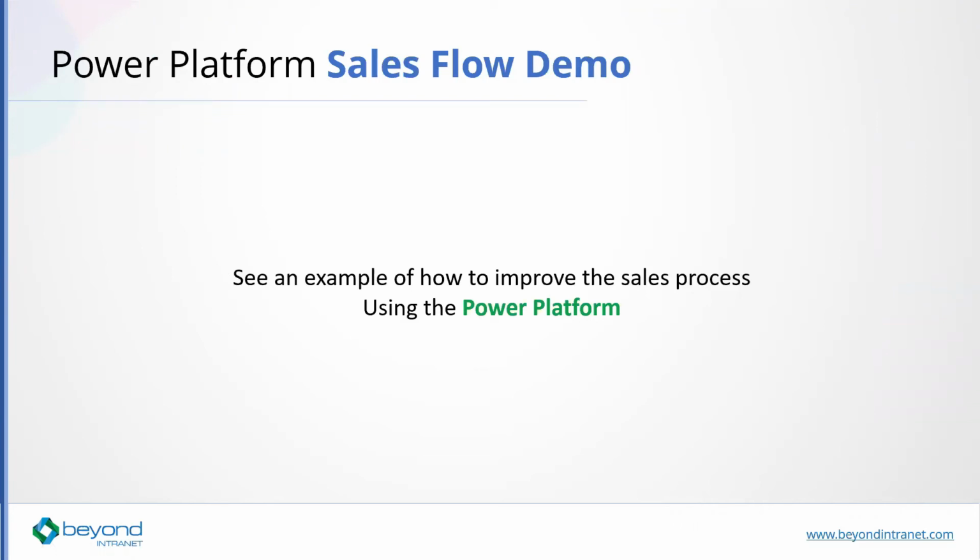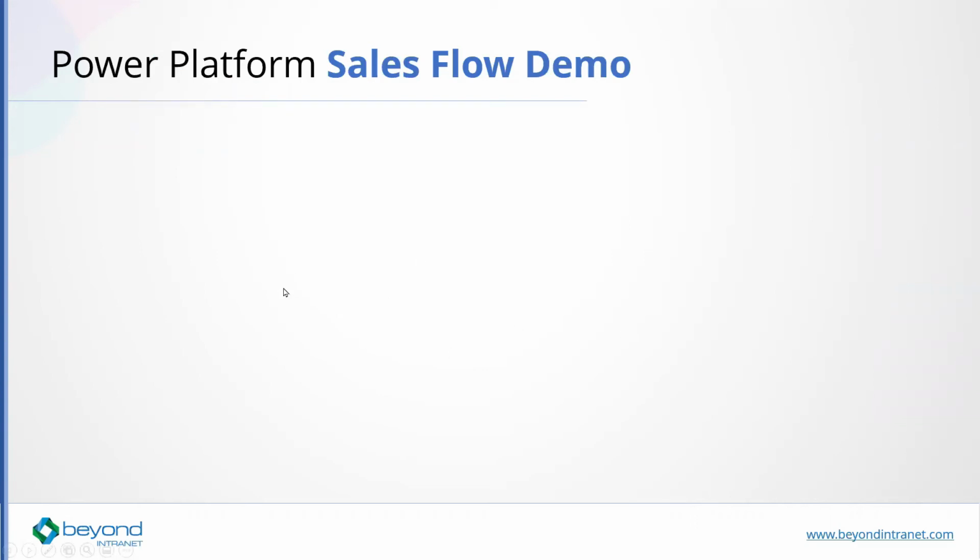So this is an example of how to improve the sales process using the Power Platform. This isn't the only way you need to do this, but this is a great way to show you how it can be done for your organization. So in this case, we start the sales flow demo with the PowerApps form. Again, an agent fills out the information. They're working with Mr. Joe, and Mr. Joe is an executive at a manufacturing company. They fill out the information.